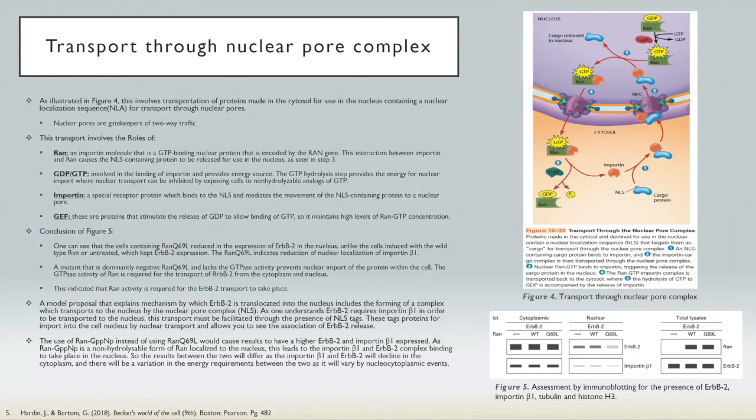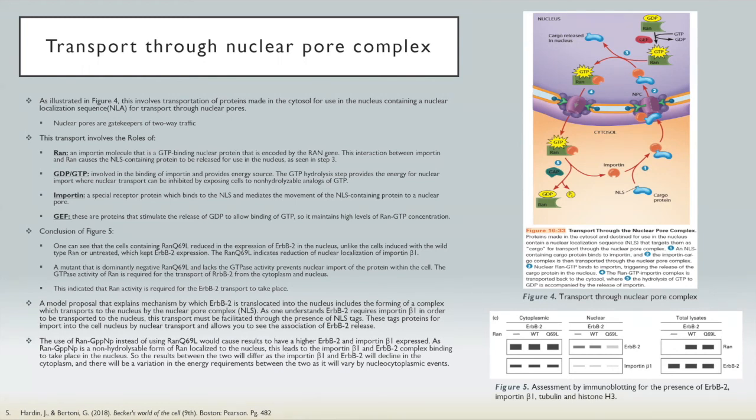So a proposed model that explains mechanisms by which ErbB2 is translocated into the nucleus includes the forming of a complex which is transported to the nucleus by the nuclear pore complex. As one understands, ErbB2 requires importin B1 in order to be transported to the nucleus. This transport must be facilitated through the presence of NLS tagging. These tags proteins for import into the cell nucleus by nuclear transport.